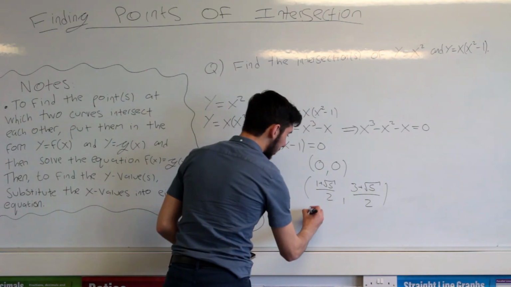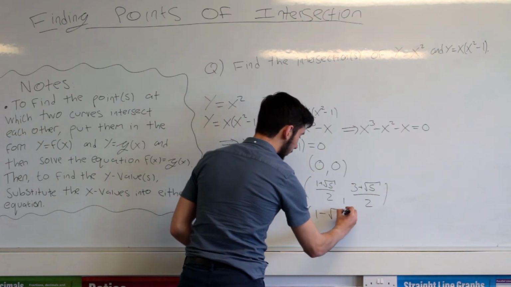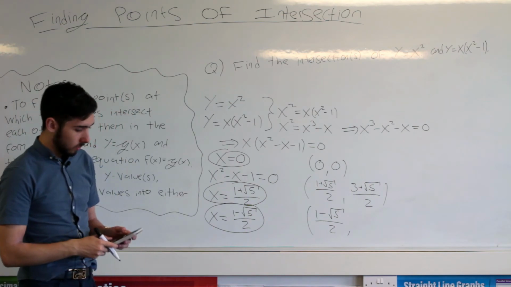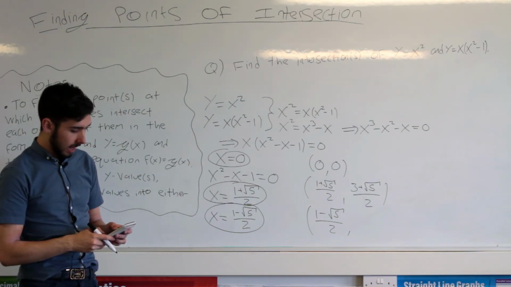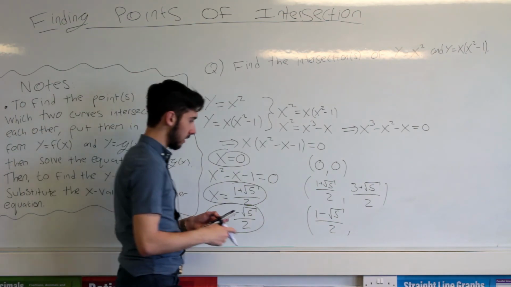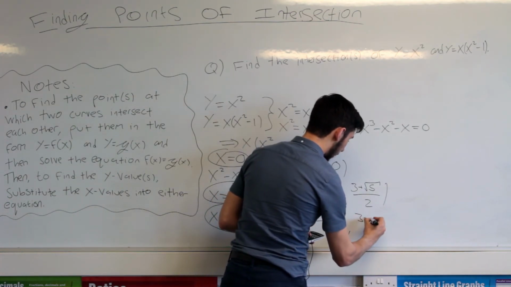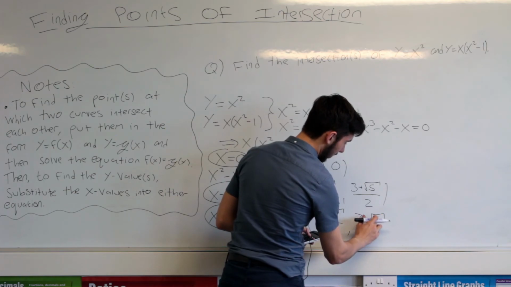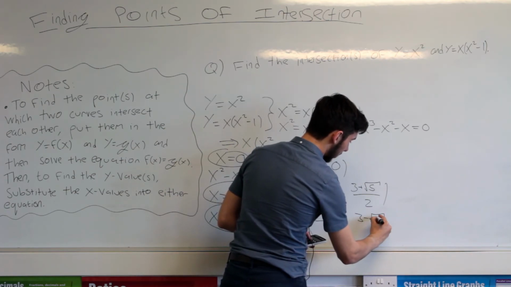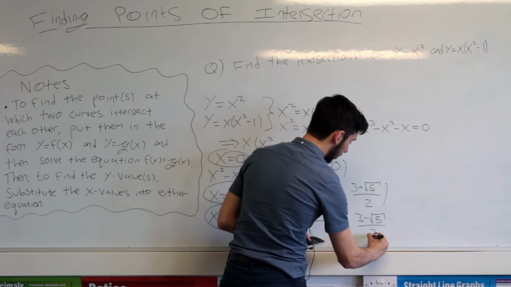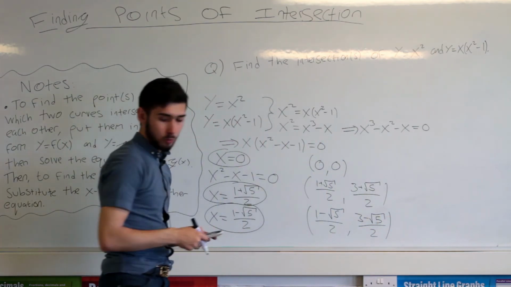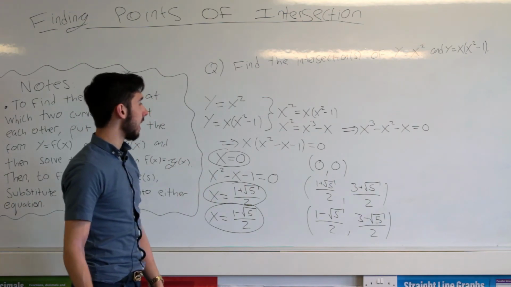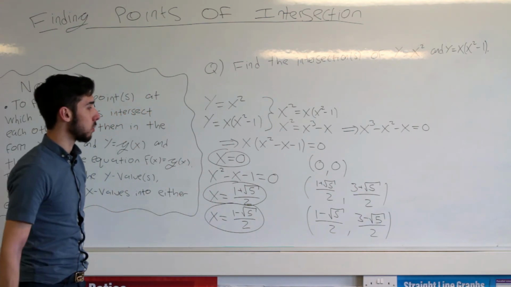The final point of intersection is 1 minus root 5 over 2. And we're going to square that as well. And we end up with 3 minus root 5 over 2. So these are the 3 points of intersection of the lines y equals x squared and y equals x squared minus 1, okay?